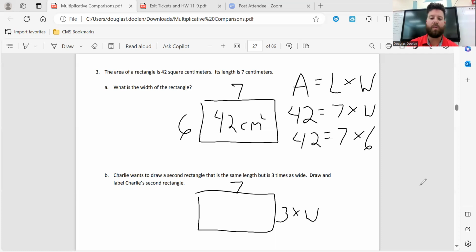Well, what was W from our previous? It was 6. So that means it's actually 3 times 6. And what is 3 times 6, everybody? 6, 12, 15, 18. Or if you like the 6 is better, I think I found a way to count by 6: 6, 12, 18. Right? It is 18. So we now have a rectangle that is 7 by 18.